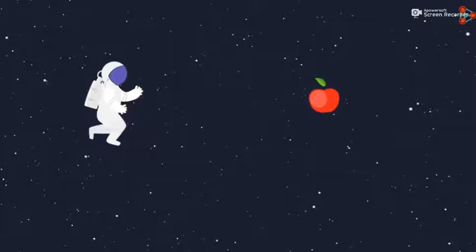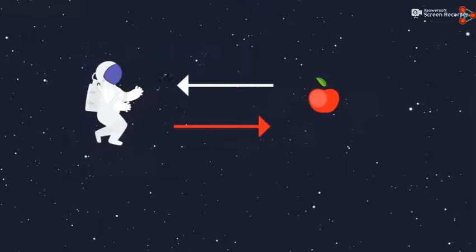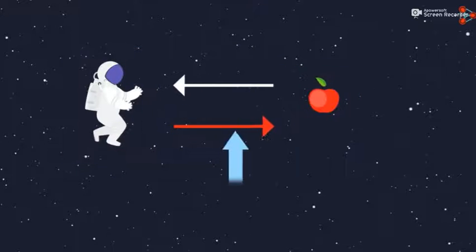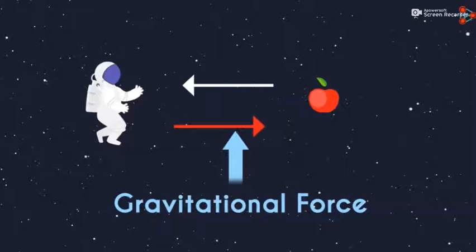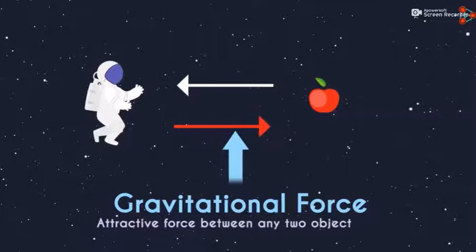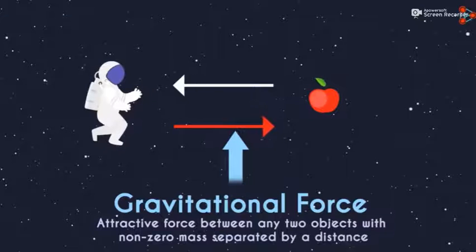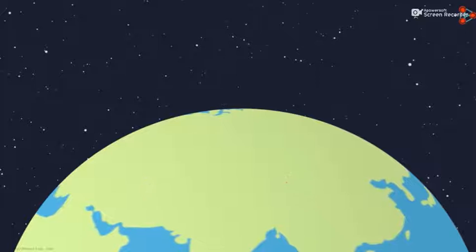In this case, both objects are pulling the other object towards each other. This object is pulling this one towards itself, and the other object is pulling this one towards itself. This attractive force between any two masses in the universe is called the gravitational force. So the gravitational force is the attractive force between any two objects with non-zero mass separated by a distance. It's not only the force that Earth uses to pull objects towards it.